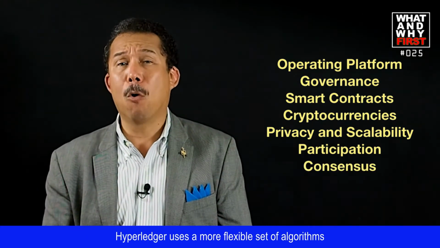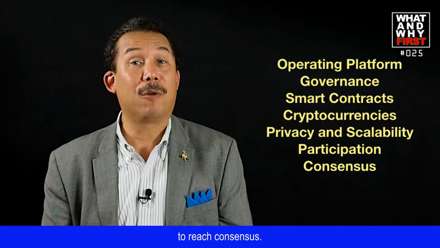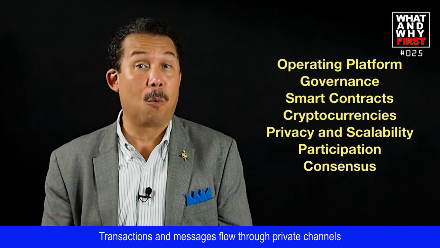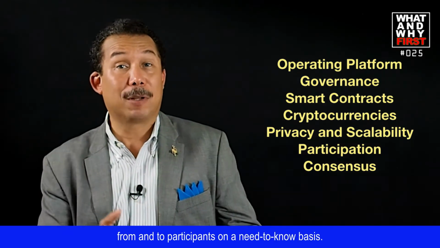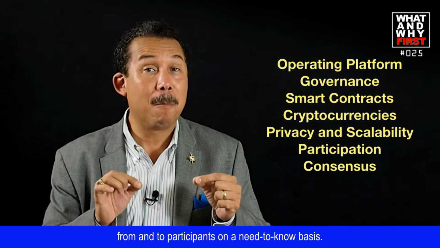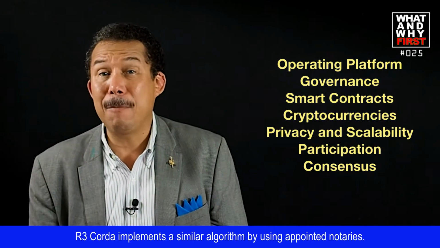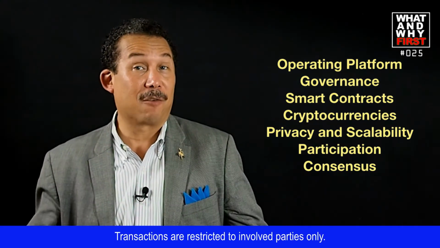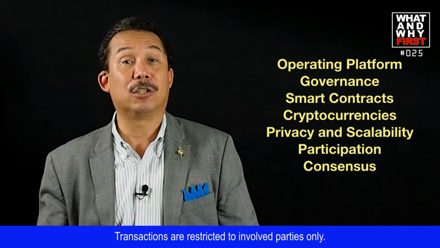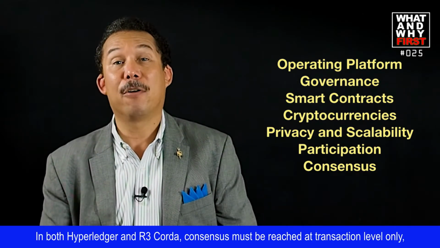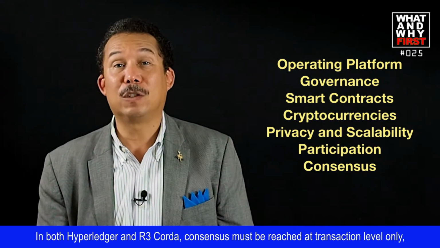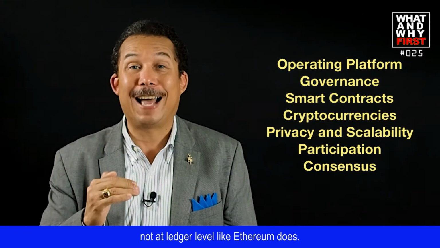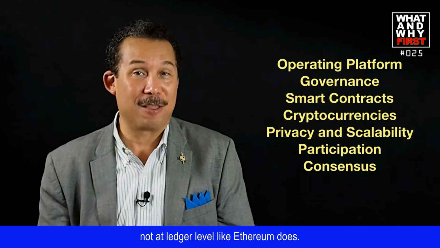Hyperledger uses a more flexible set of algorithms to reach consensus. Transactions and message flows go through private channels from and to participants on a need-to-know basis. R3 Corda implements a similar algorithm by using appointed notaries. Transactions are restricted to involved parties only. Now, in both Hyperledger and R3 Corda, consensus must be reached at the transaction level only, not at the ledger level like Ethereum does.